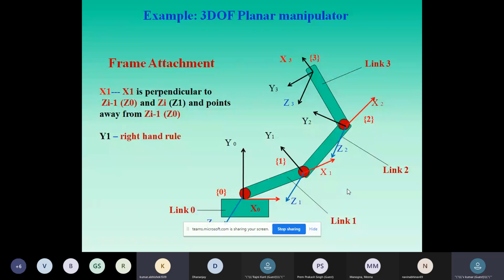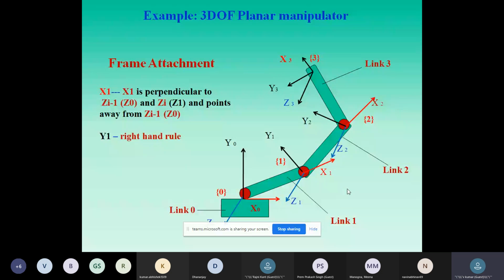Very simple way. First, joint numbering, then link numbering, then frame attaching. For frame attaching, first we attach the Z axes: Z1, Z2, Z3. Then according to Z1, Z2, Z3, we define the X1, X2, X3 directions. Then apply the right hand rule and give the directions of Y1, Y2, Y3.